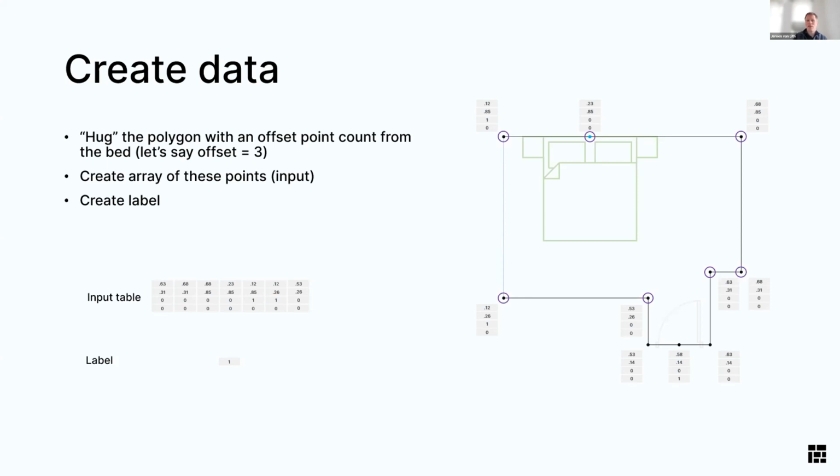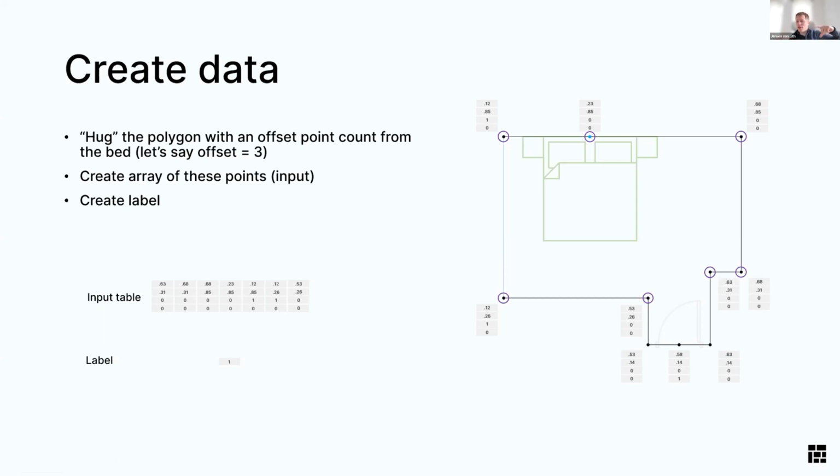And so what we can do is hook the polygon with an offset point count from the bed. As you can see here, the bed is located here. And what we basically do is we look at the neighboring points to the right and to the left with a certain offset, so with a certain count. In this case, 3. So we take the 3 points on the right and on the left, and we get all these vectors from all these points. And then we join all these vectors together into a table. Now we've created a table which is always the same.